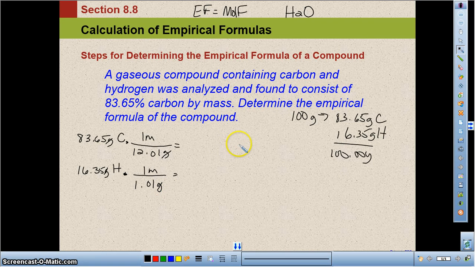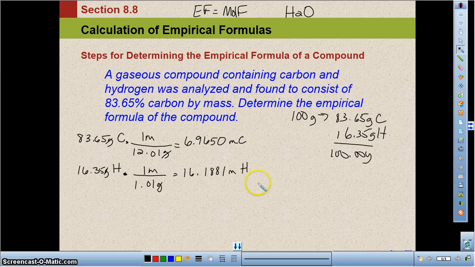So we're going to take 83.65 divided by 12.01. Here's where something different happens. I've been telling you to round 2 places past the decimal. When you get to this step right here, I want you to be very careful to take it out at least 4 places past the decimal, because the more exact this number is, the easier the rest of our problem is going to be. We take 16.35 divided by 1.01, and we have 16.1881. And this is moles of carbon, and this is moles of hydrogen.